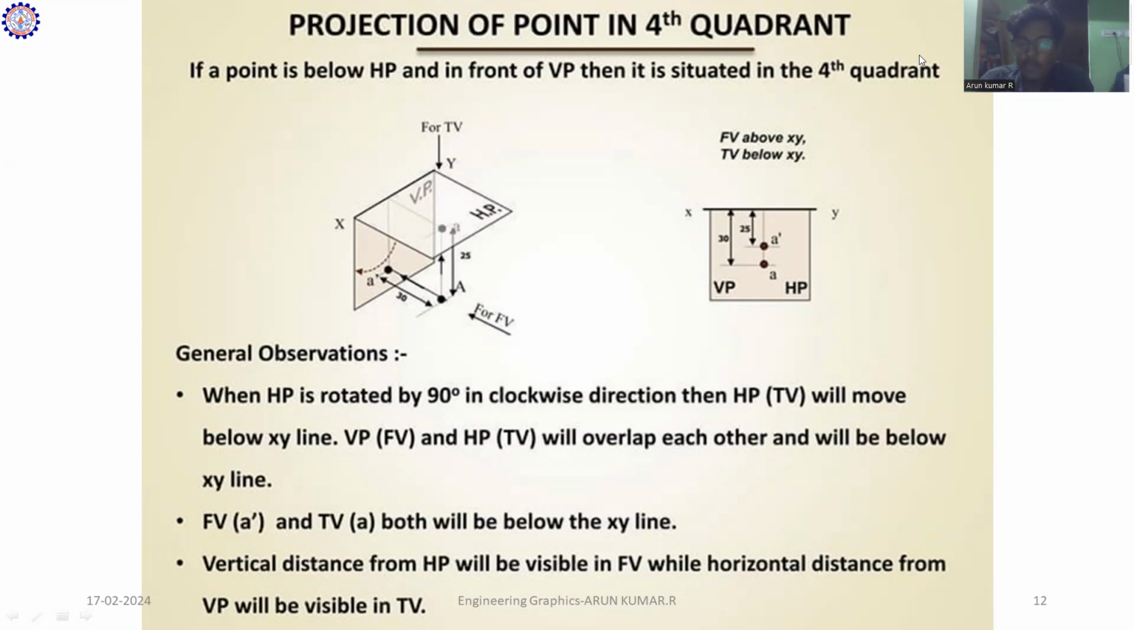From this, the general observation is that when the HP is rotated 90 degrees in the clockwise direction, the HP moves below the XY line. The vertical plane front view and horizontal plane top view overlap each other, below the XY line. The front view a dash and top view a both will be below the XY line. The vertical distance from the HP is visible in the front view, while the horizontal distance from the vertical plane is visible in the top view. That is the general observation for understanding fourth quadrant problems.